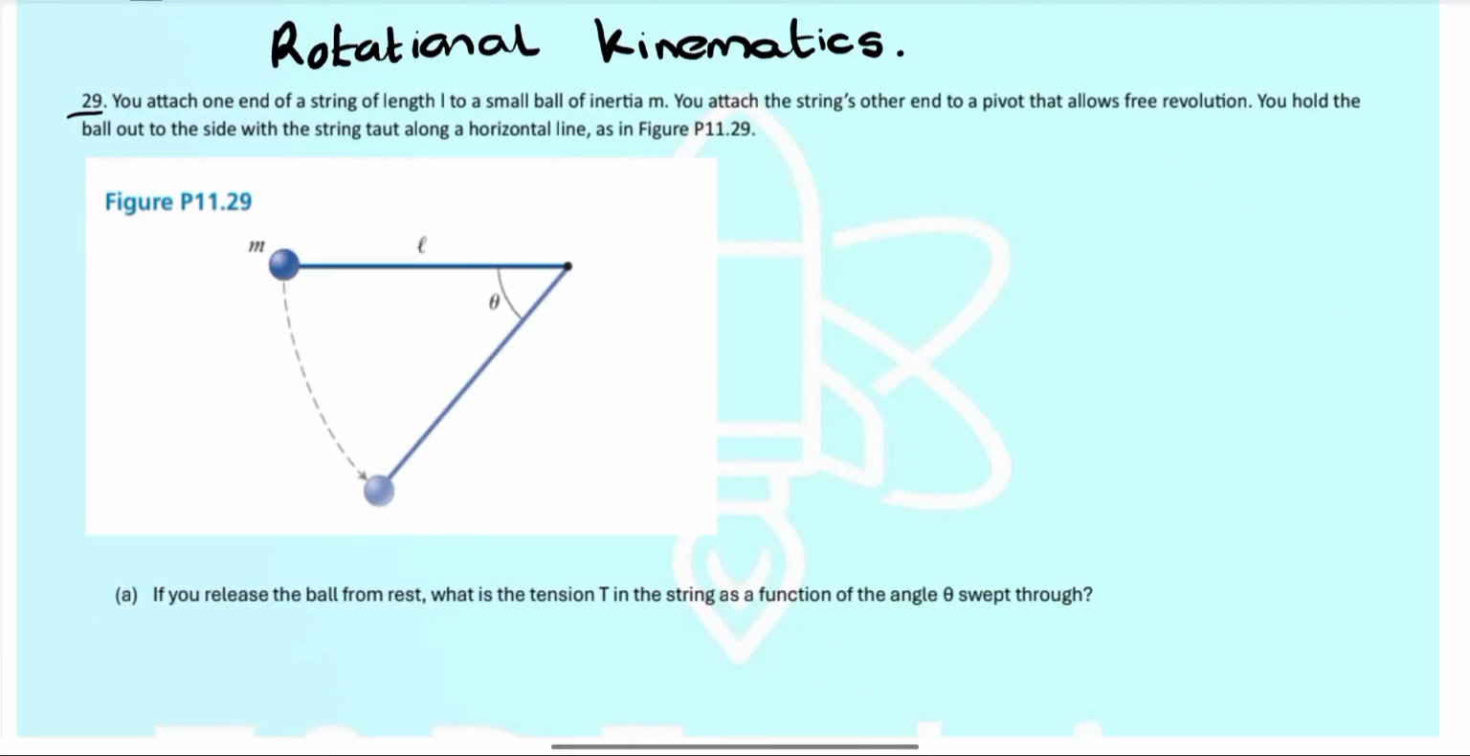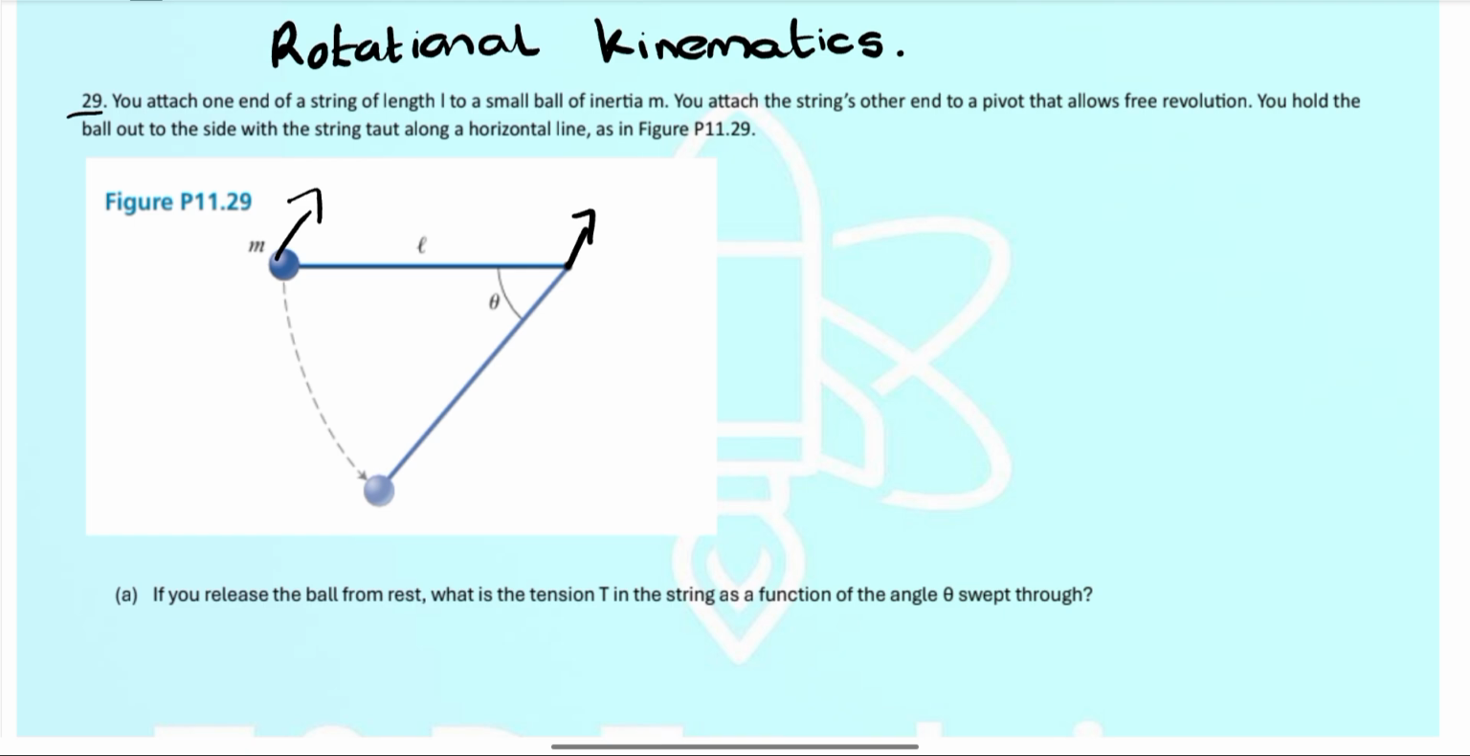Let us go through the question from the topic rotational kinematics, in circular motion. It is question 29, chapter 11, Eric Mazur textbook. You attach one end of a string of length L to a small ball of inertia M, as shown in the diagram. You attach the string's other end to a pivot that allows free revolution.